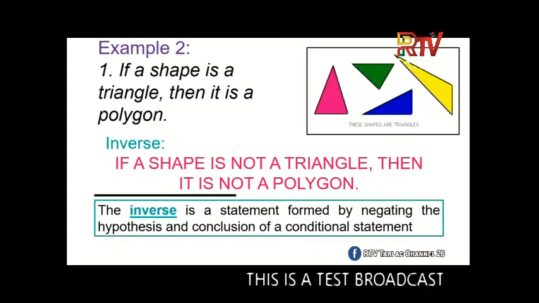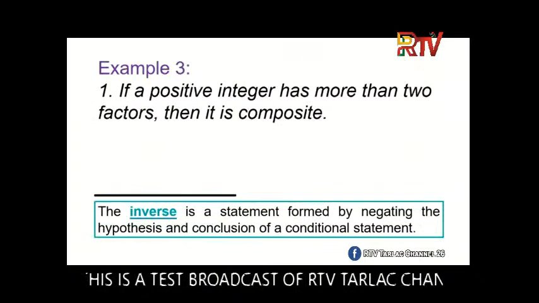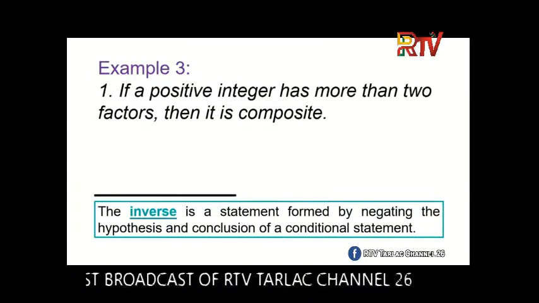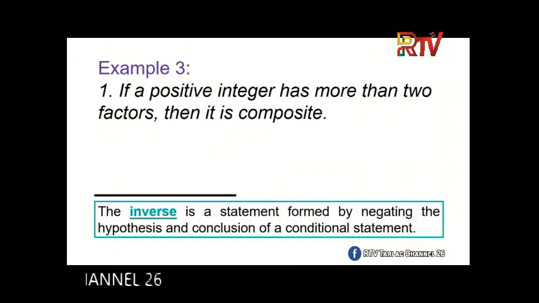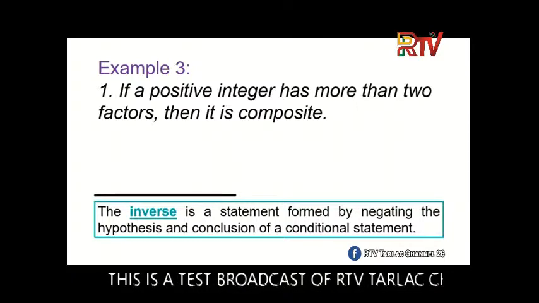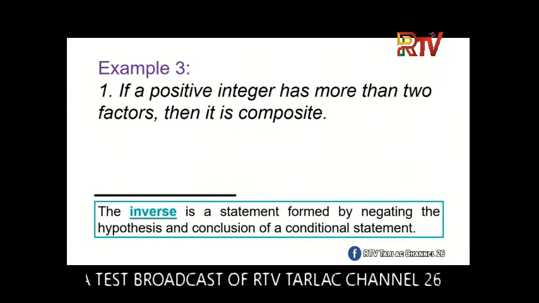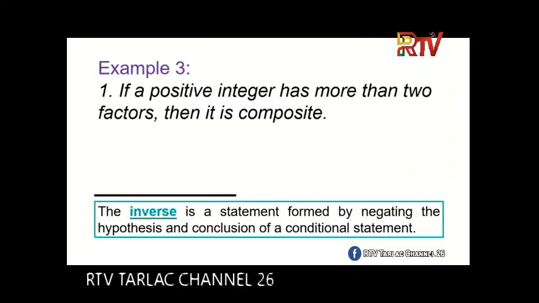However, there are other ways for us to express the inverse of a statement. Take a look at the next example. We have the statement, if a positive integer has more than 2 factors, then it is composite. Before I give you the answer, kindly type your answer in the comment section. I'll give you 10 seconds to answer.